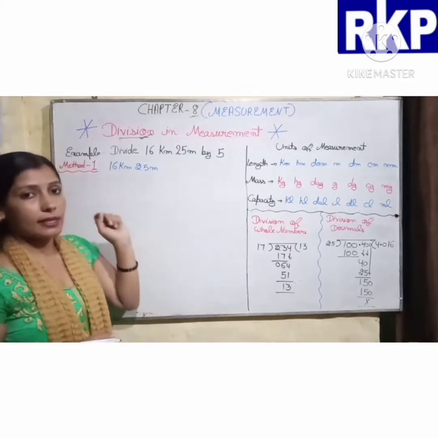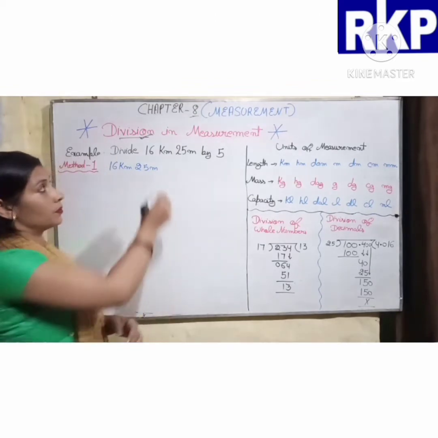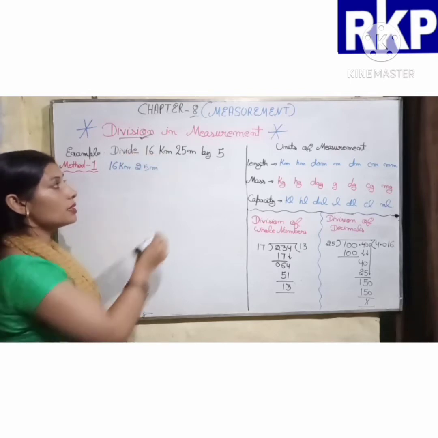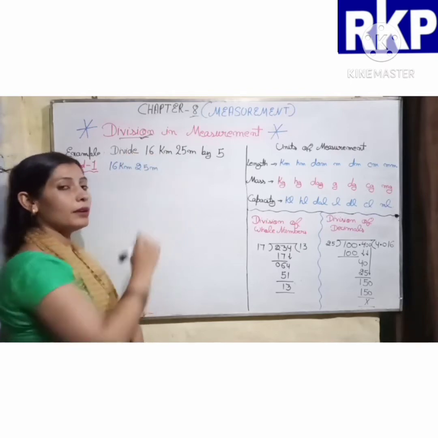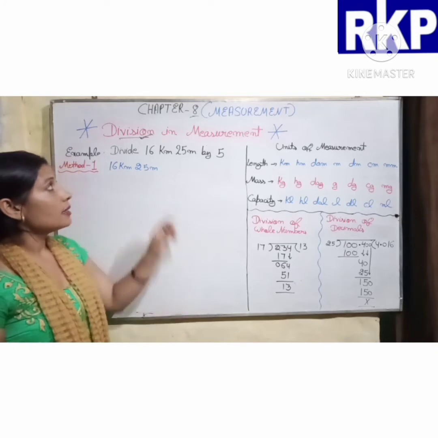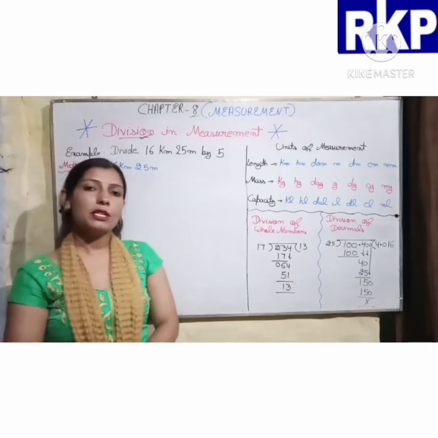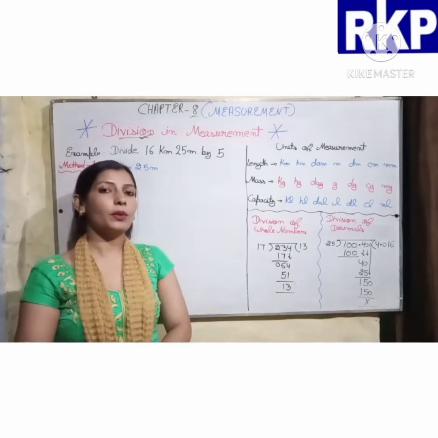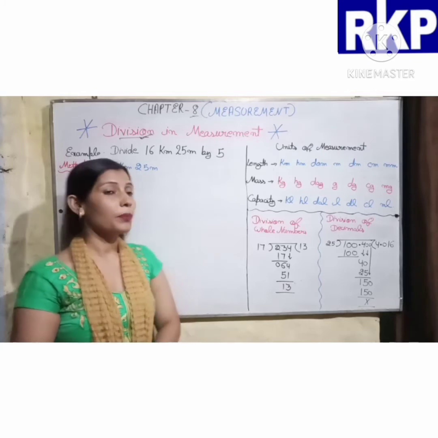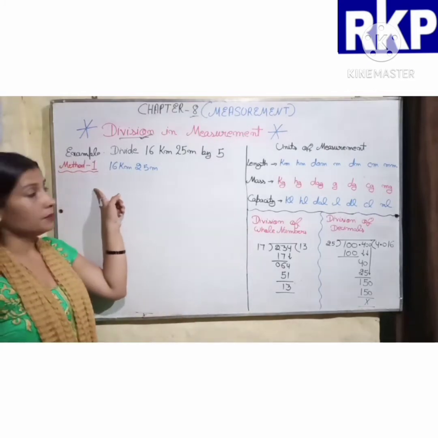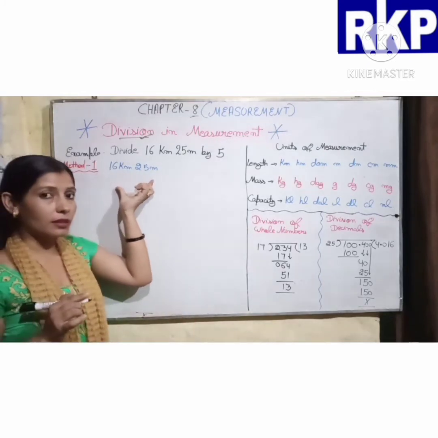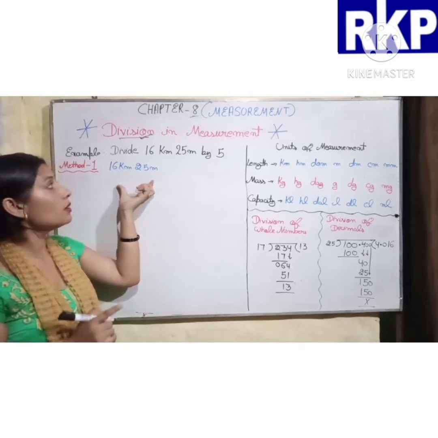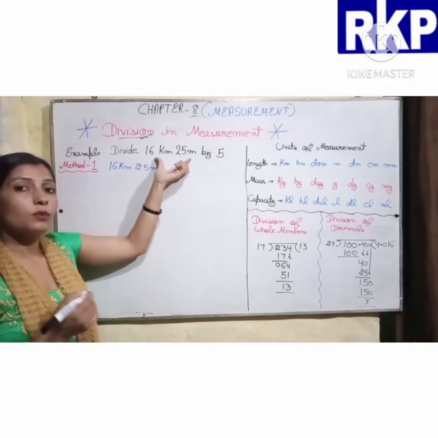Let us take one example to understand it. Divide 16 kilometer 25 meters by 5. Students, like multiplication in measurement, in division also we have two methods. Okay, now let us see the first method. According to the first method, first of all, we need to convert this into the smaller unit.